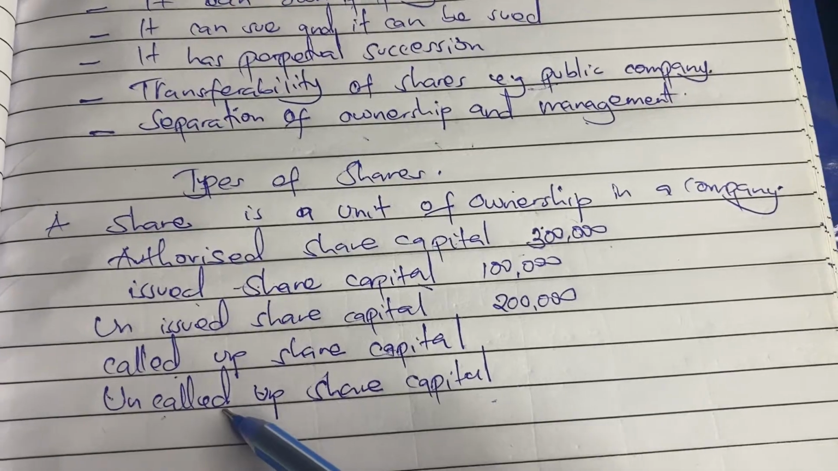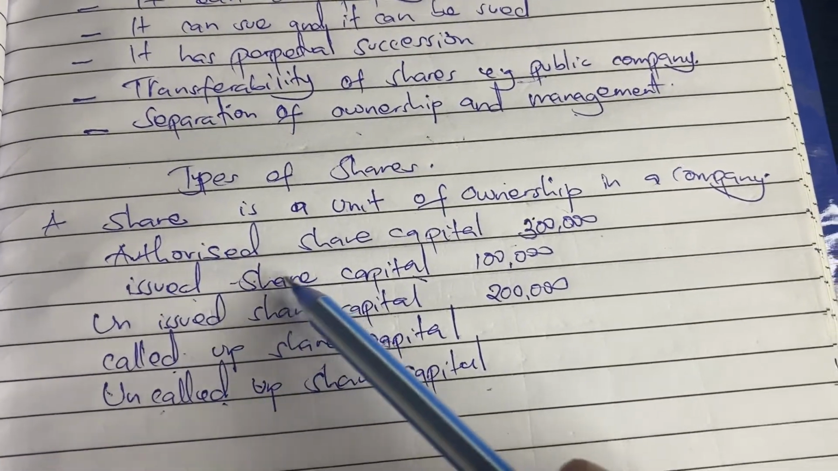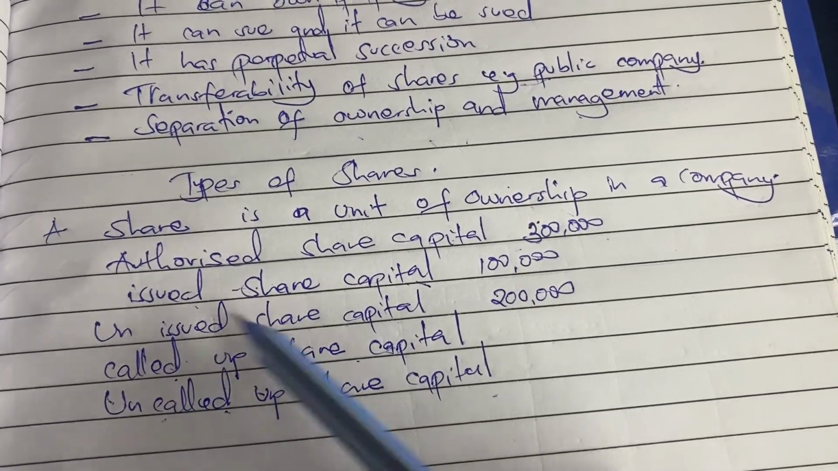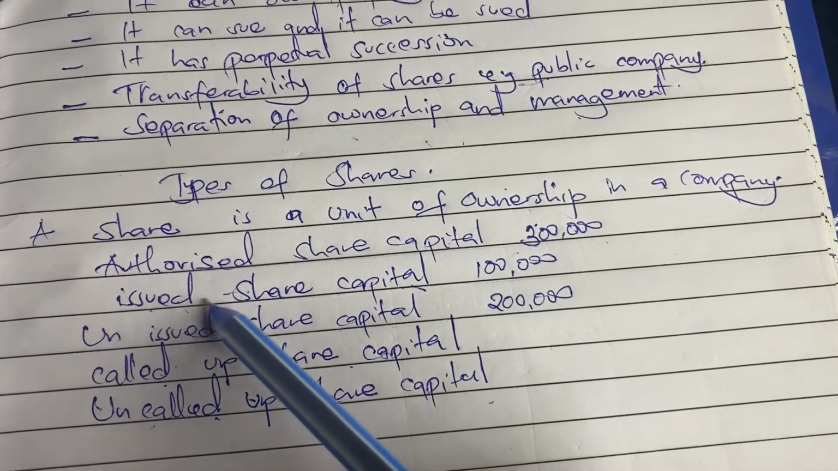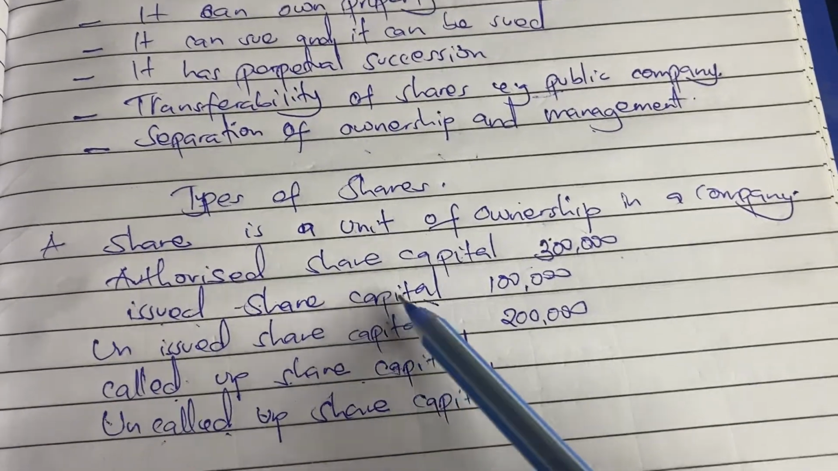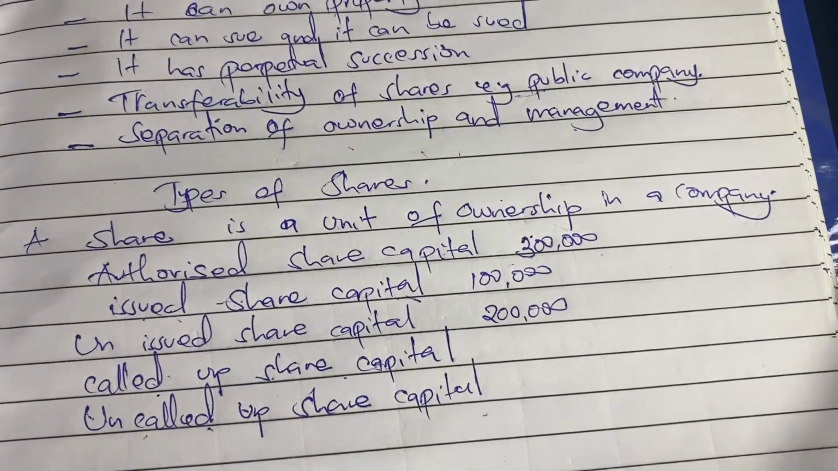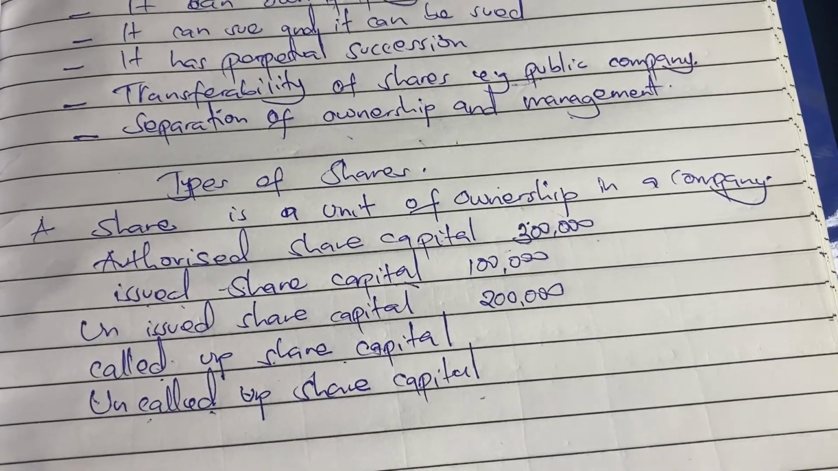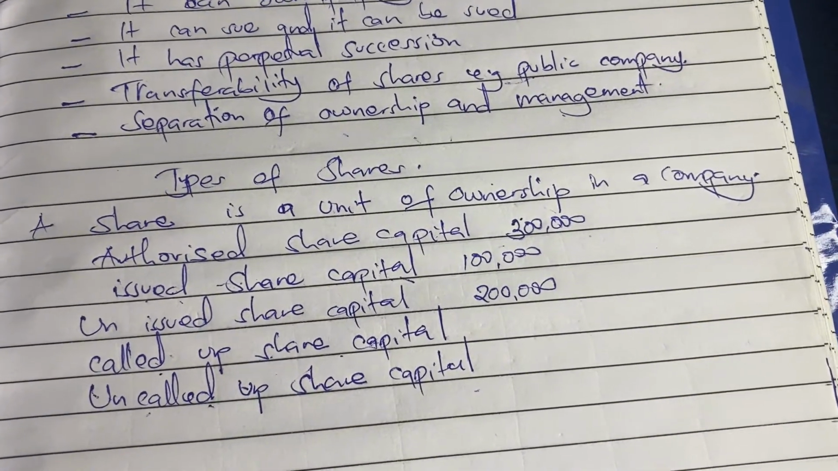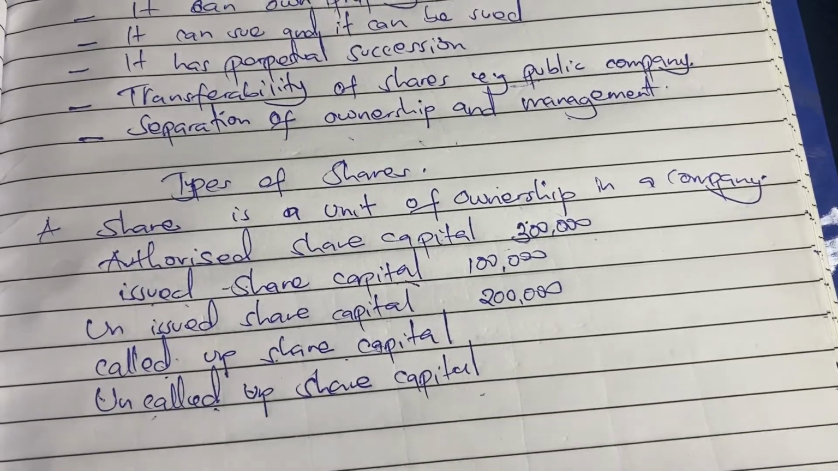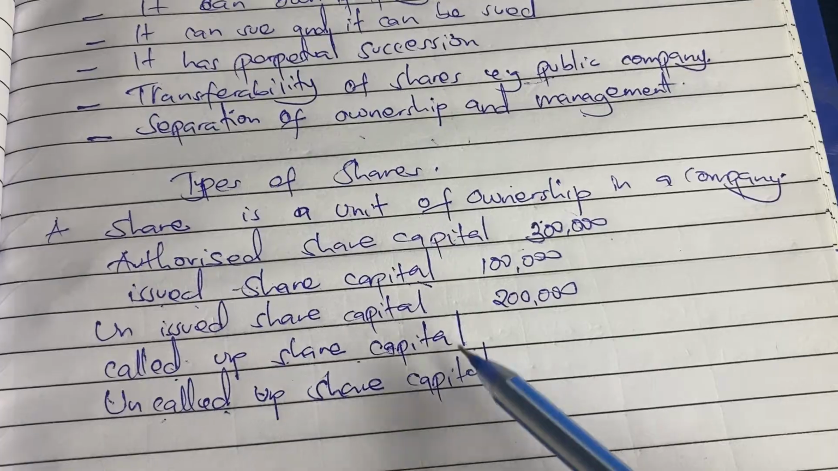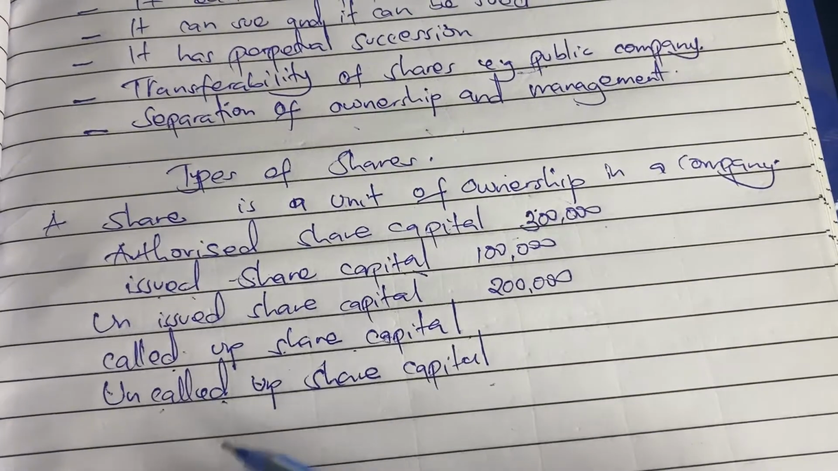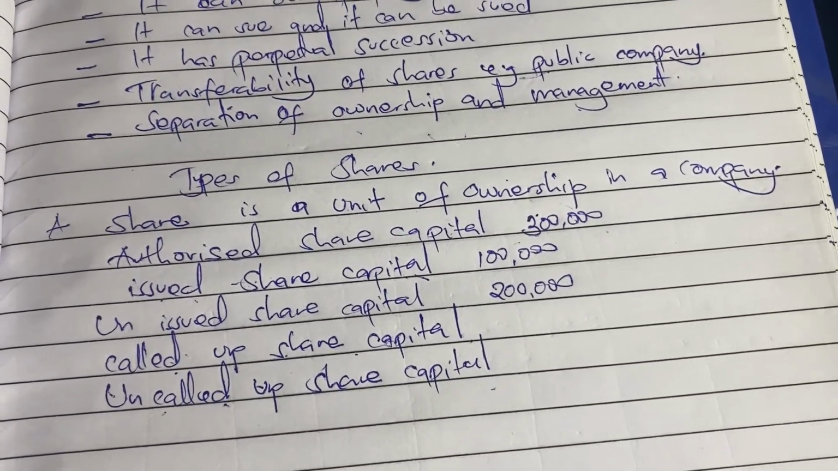Called up and uncalled up share capital, they make up the issued share capital. So called up share capital is a part of issued share capital that is required to be paid at the company's request. So when the company issues shares, it can say that initially the buyer is supposed to pay at least 50% of the shares. So that 50% is the called up share capital. Then the remaining 50% that is not required initially is the uncalled up share capital.